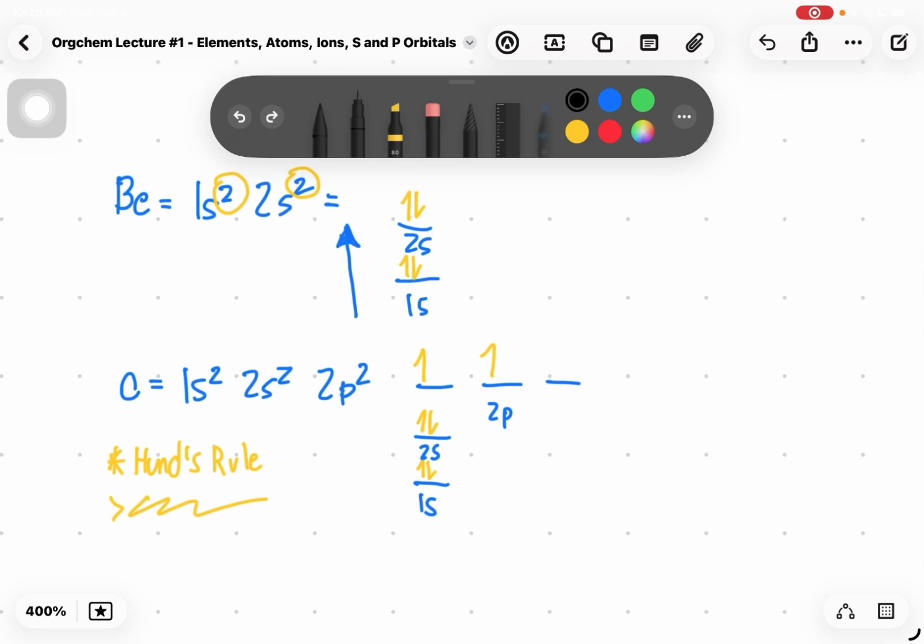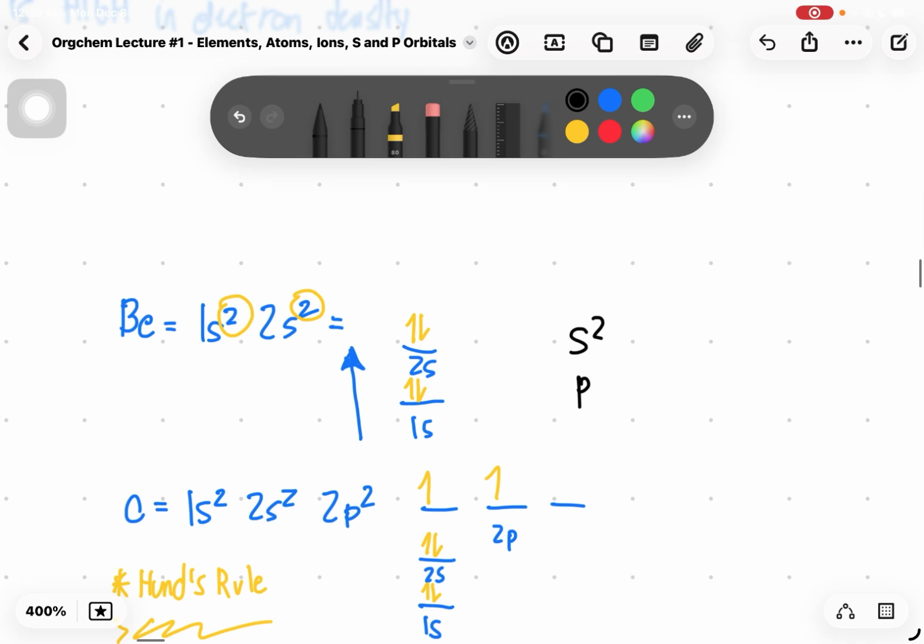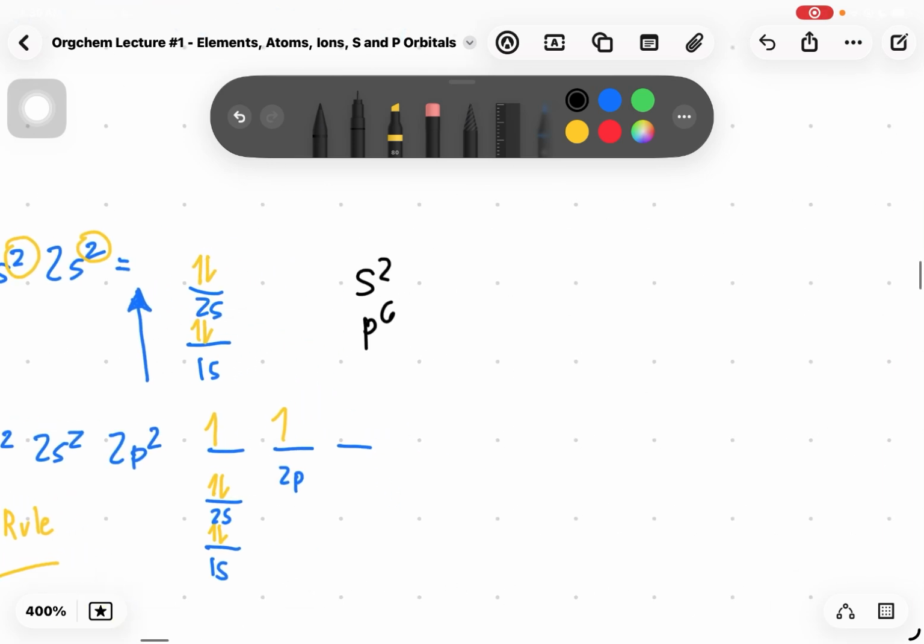For the first orbital, or rather the s orbital, the s orbital can only hold 2 electrons. Basically s2 and then p6. Why? Let's draw it again. Let's say we have a 2s orbital here. We can only hold a maximum of 2 electrons. For a p orbital, we can hold a maximum of 6 electrons.